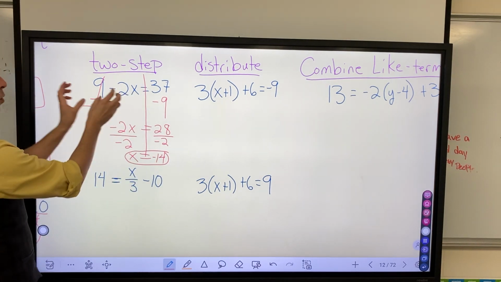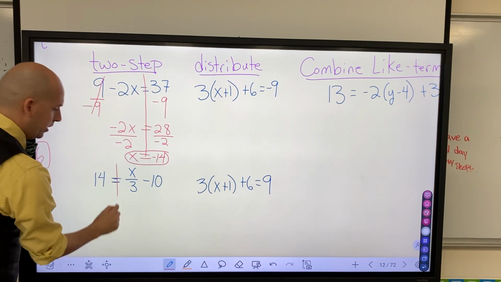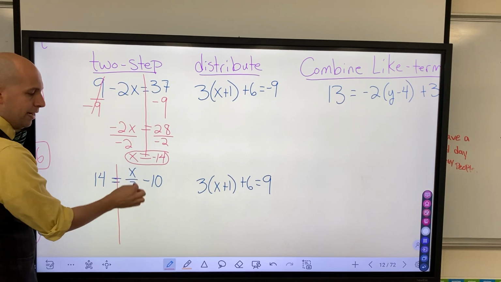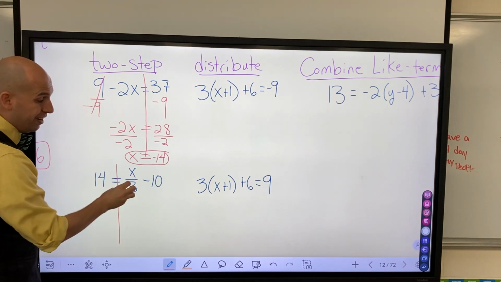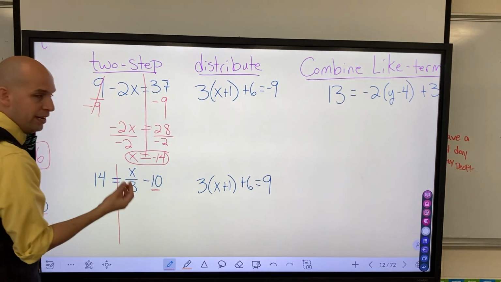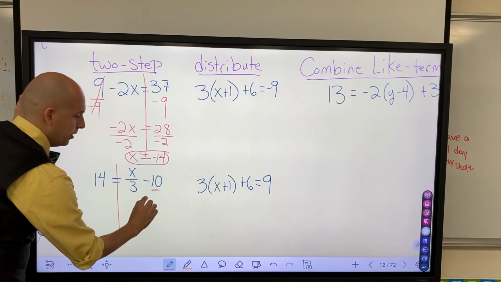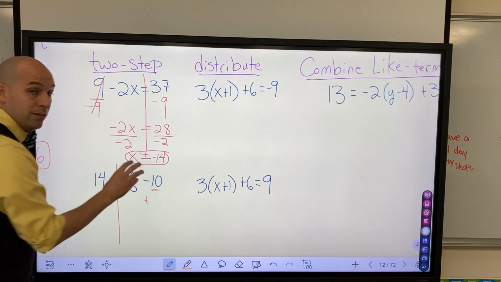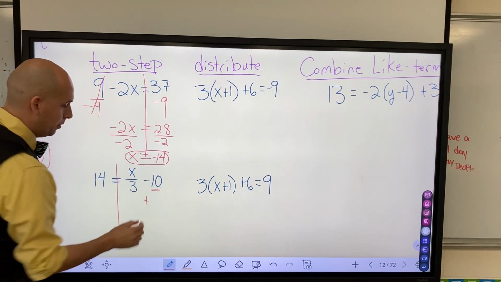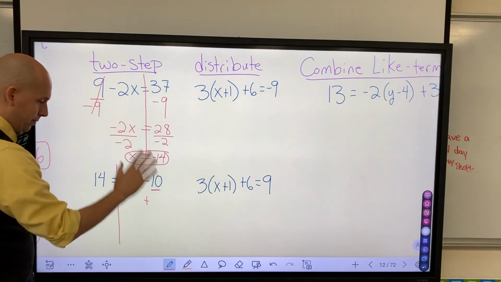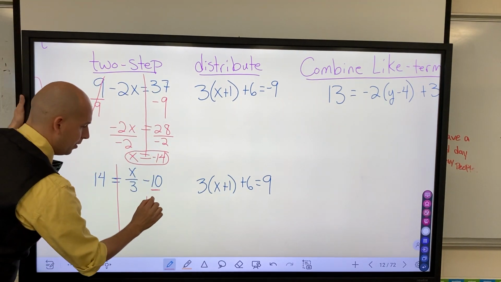Let's try this one more time. It doesn't matter what order the numbers are in. The goal here is to get that x by itself. I cannot do anything right now to the x divided by 3 because I have this term without a coefficient, or excuse me, without a variable. Inverse operation. So that is a minus 10 or negative 10. Remember, those are synonyms, for all intents and purposes right here.